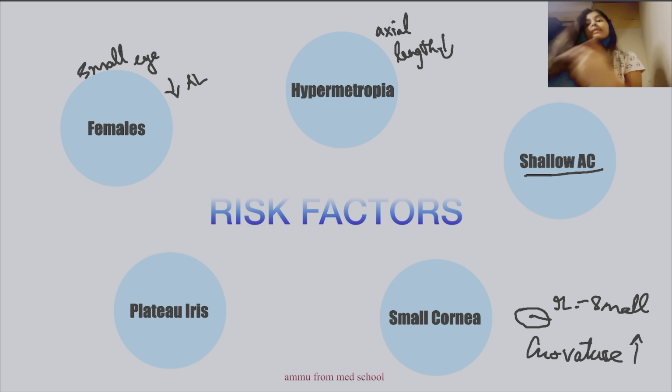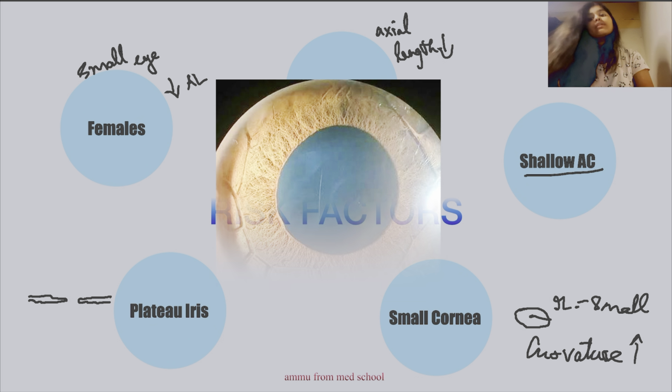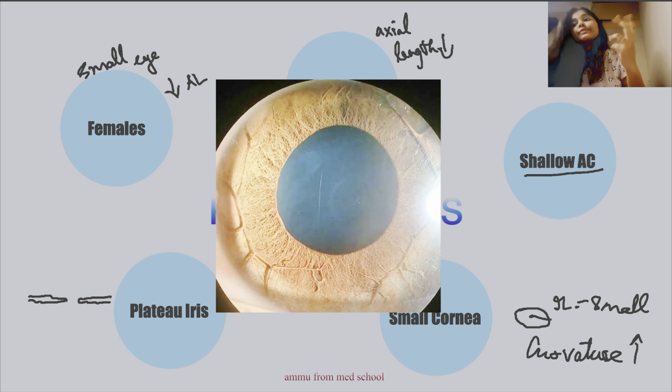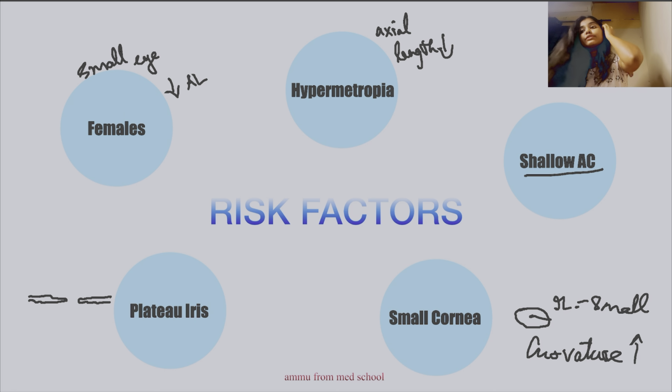Now coming to plateau iris. Plateau iris basically means your iris has a tiny angle, but here it has a very flat appearance. What this plateau iris predisposes to is that it has high chances to attach to the pupillary margin and also the lens, blocking the aqueous flow. Now these are the risk factors.